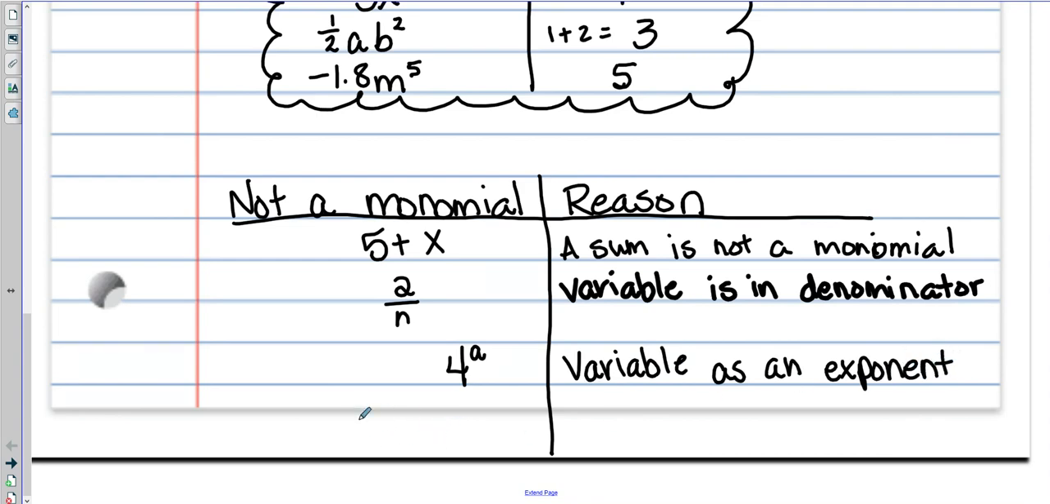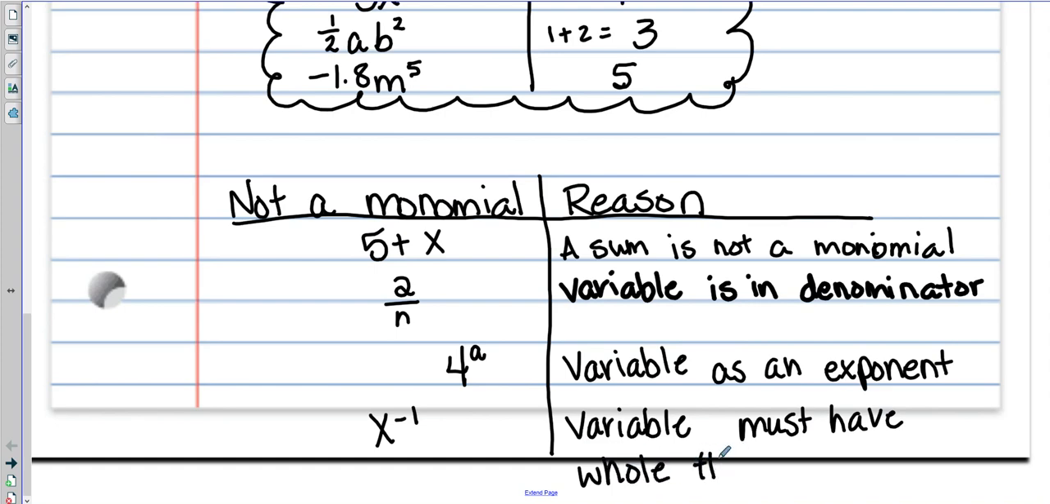And then one of the last examples is x to the negative 1 power. Now, the reason why this is not a monomial is because the variable must have a whole number exponent, okay? And right now it's an integer. So here we're going to write: variable must have whole number exponents.